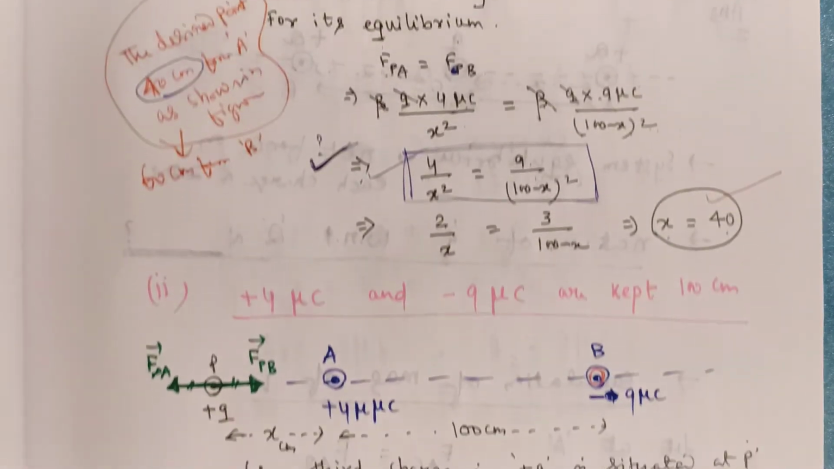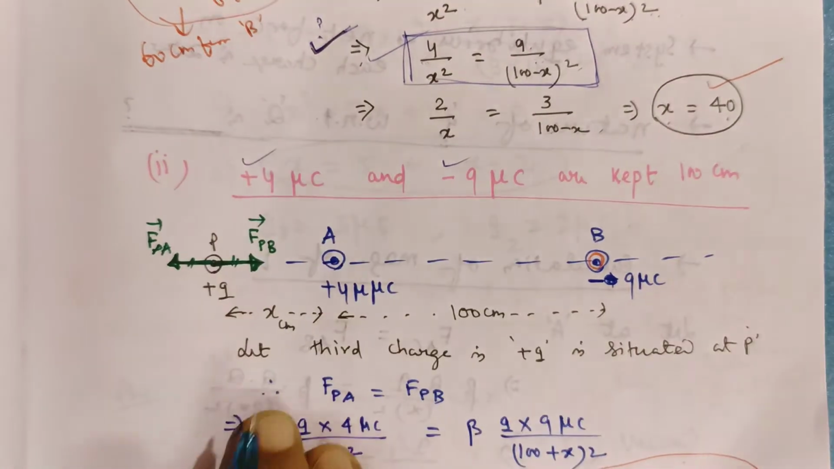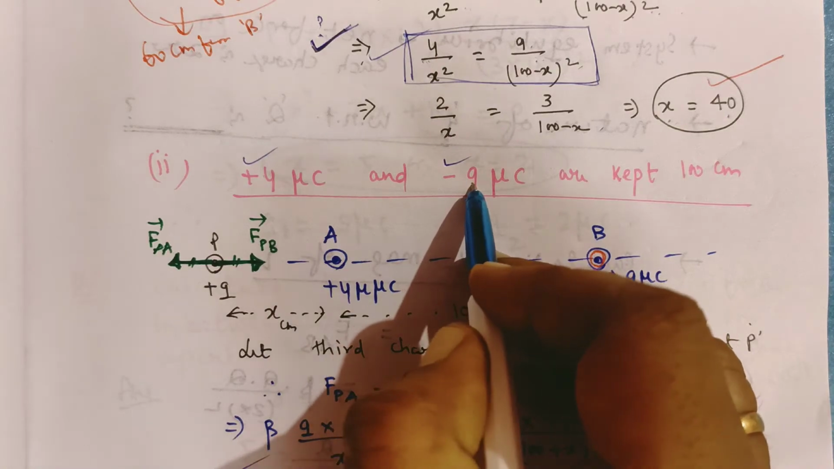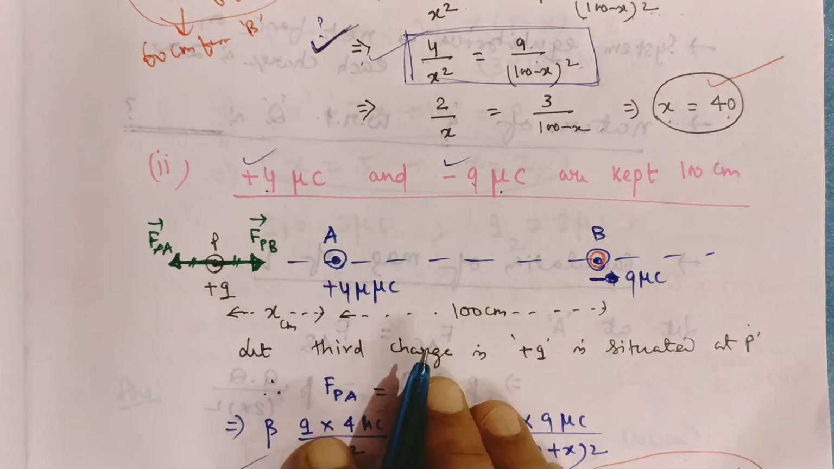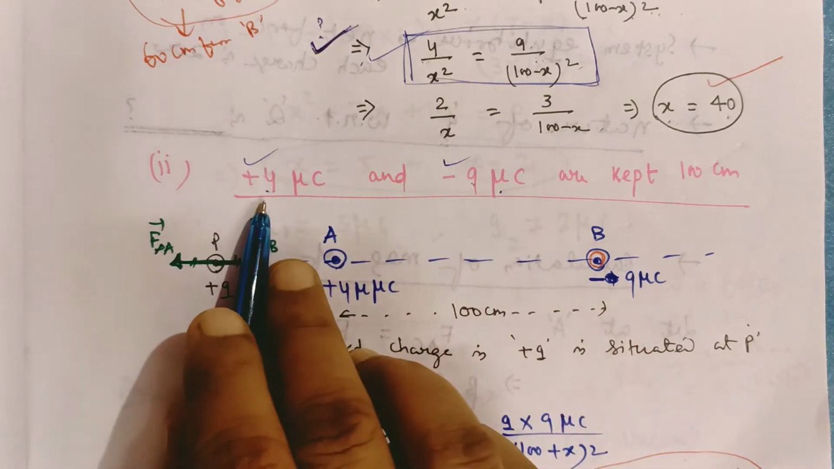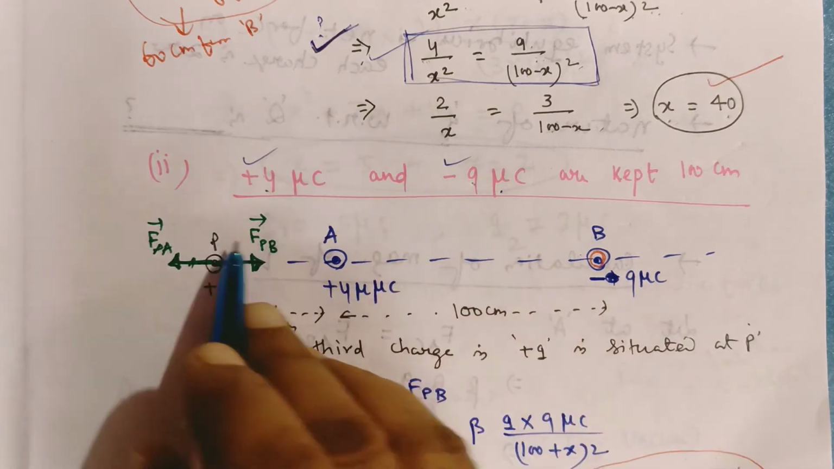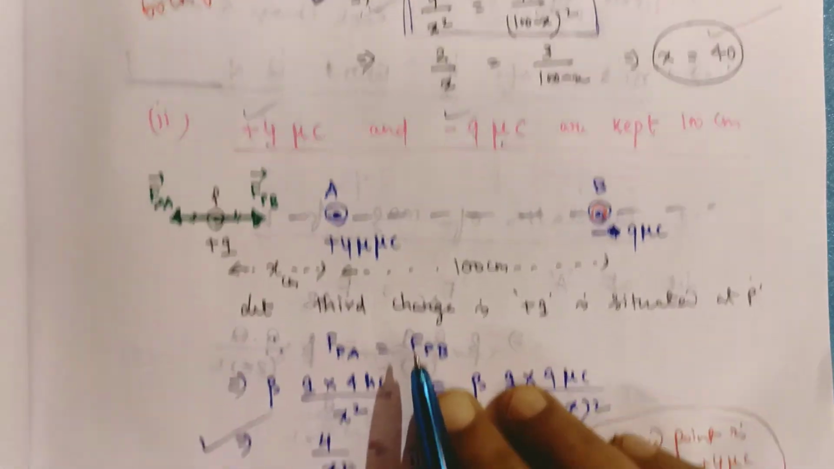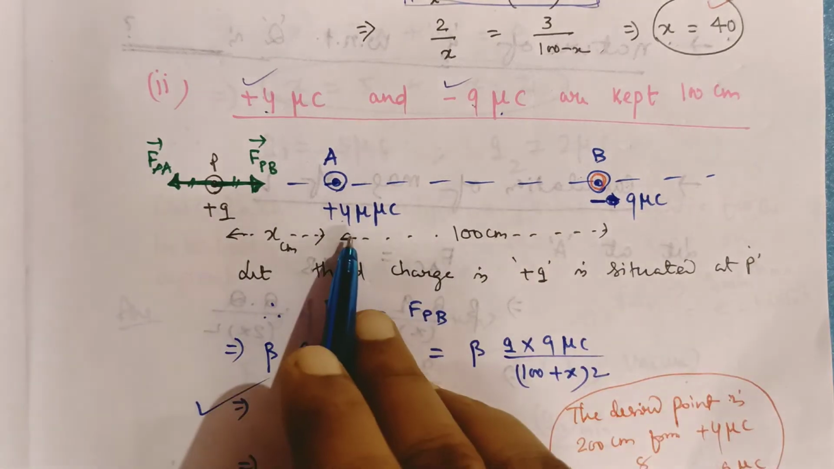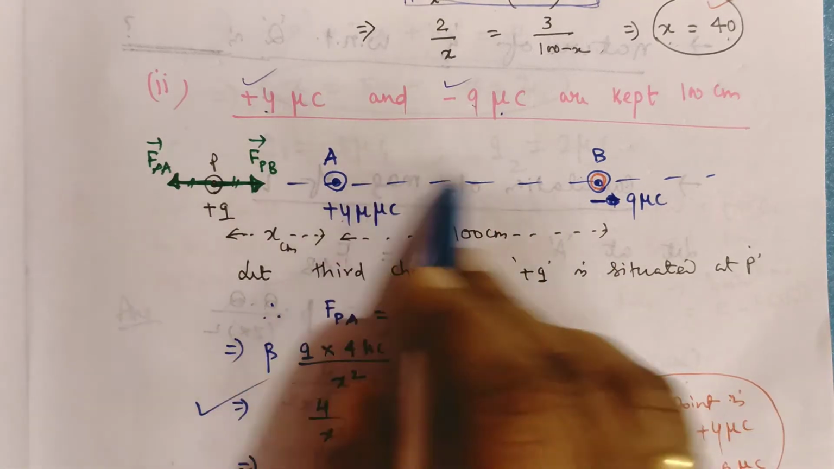Now the same problem we will solve, but the charge natures are different. What have I told? If the charges are the same, the third charge should be in between A and B. If one is positive and one is negative, then you will get your answer if you keep the third charge not inside but outside. So you see the diagram: plus 4 microcoulomb, minus 9 microcoulomb is given to you. The distance between them is 100 centimeter. So your desired point can never be here.